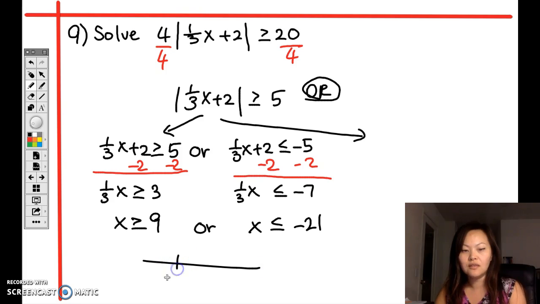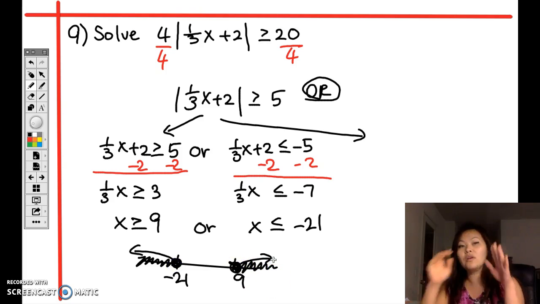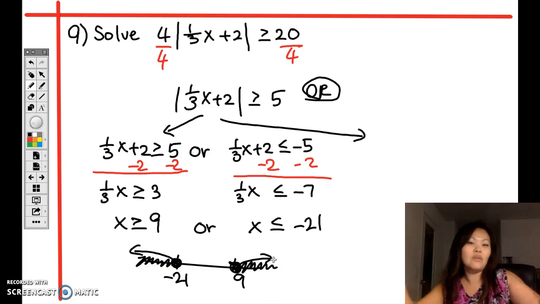Anyway, let's graph it. This is negative 21. This is 9. Because of the line at the bottom, we have to fill it in. X is equal to or greater than 9. X is equal to or less than negative 21, so you go to the left. So your answer is over here. Because this is an OR, you don't have to overlap. Whatever the graph goes through, that whole thing is the answer.